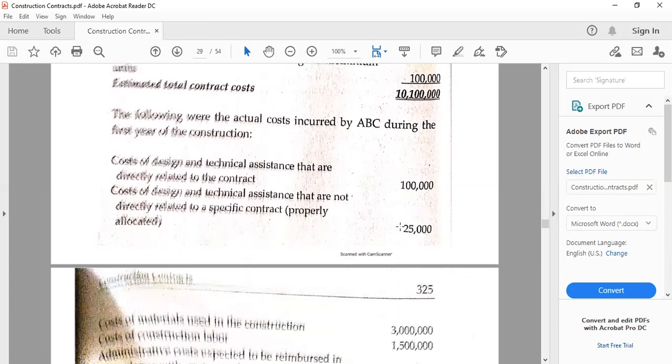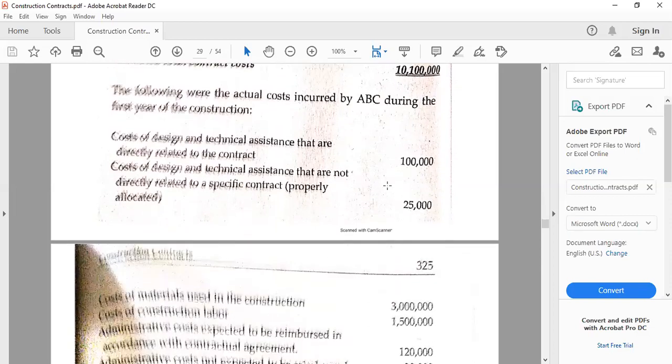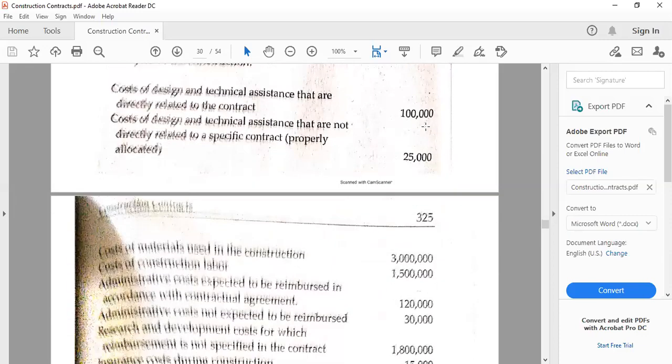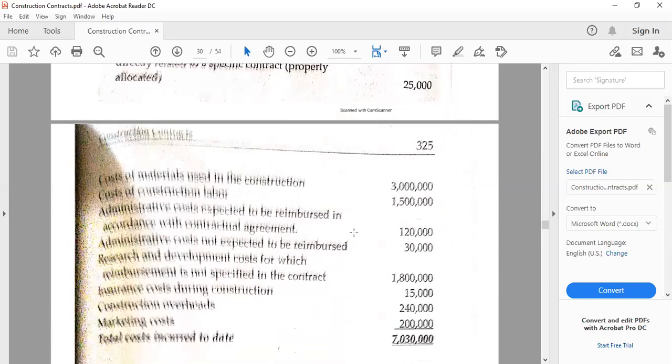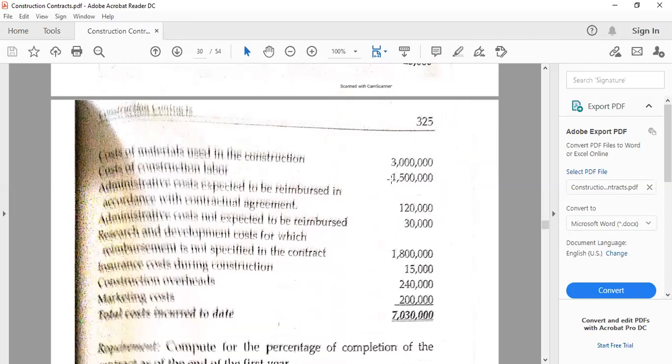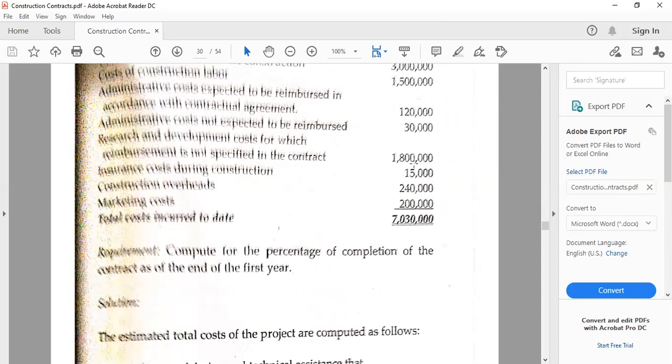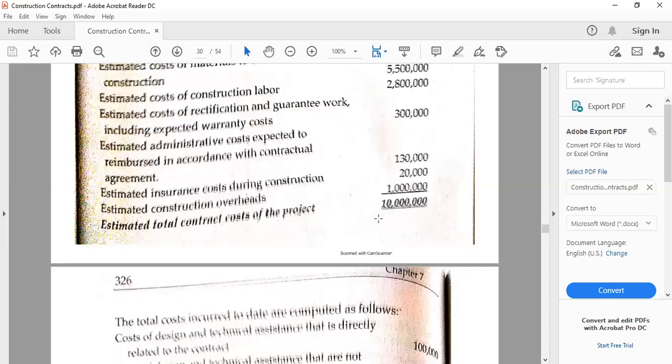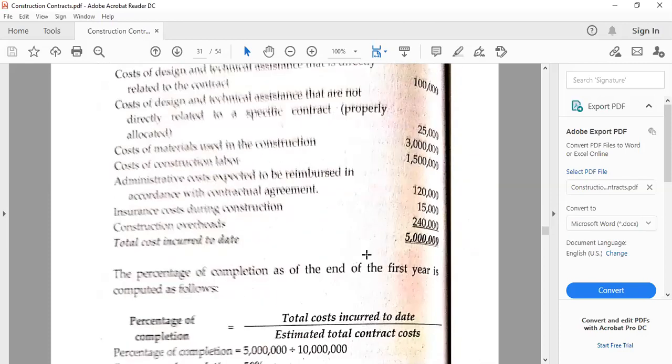On the other hand, for the numerator, similar items are found from the prior group to this group. So this is a yes, yes, then yes, yes also, yes. Not expected to be reimbursed, that's an X. Reimbursement is not specified, X. Insurance costs, yes. Overheads, yes. For construction marketing, X. So that we get 5 million pesos.